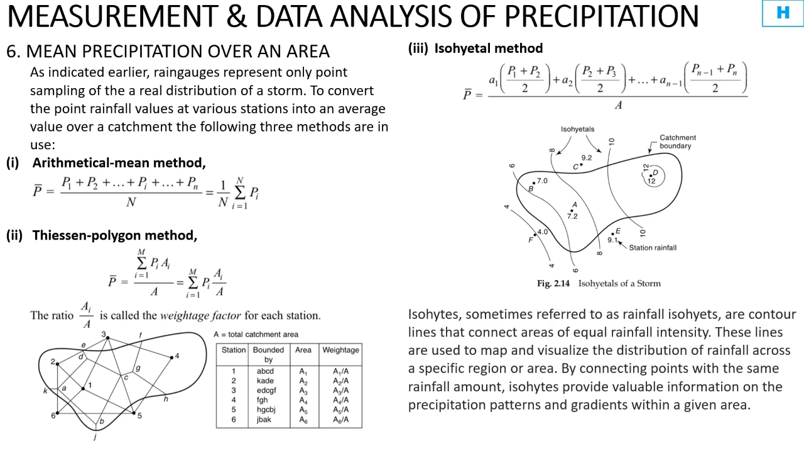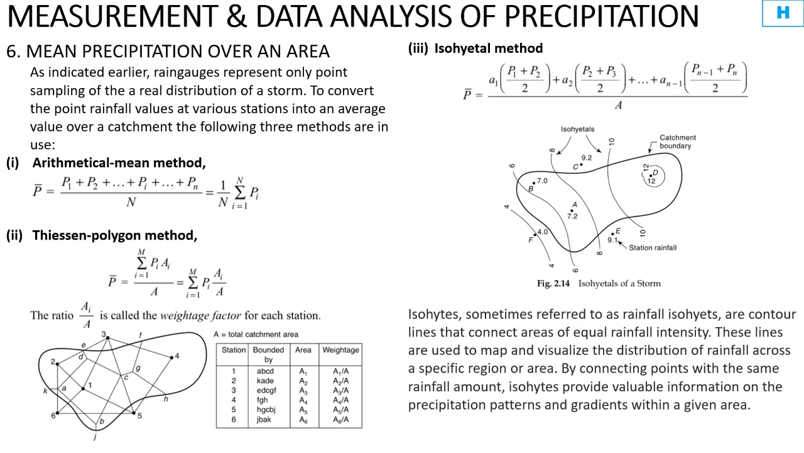Kasi in an observation area, kunwari in a catchment, hindi lang isang rain gauge ang ginagamit. So, madami yan. Kagaya dun sa example kanina, it needs 9 stations. Each station, actually, lagi talagang iba-iba yung nare-record nila. Usually, iba-iba. So, paano mo kukunin yung average?